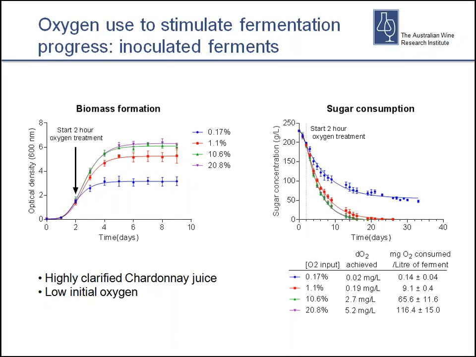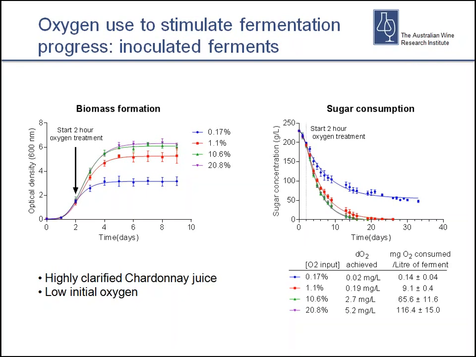Now, because of this ability to stimulate sterol formation, very small amounts of oxygen added mid to late exponential growth phase is generally sufficient to stimulate dramatic improvement in fermentation performance. And again, this is via its ability to stimulate biomass formation.